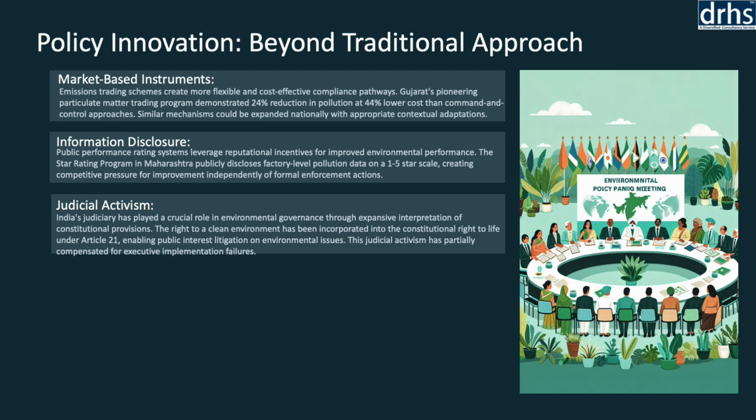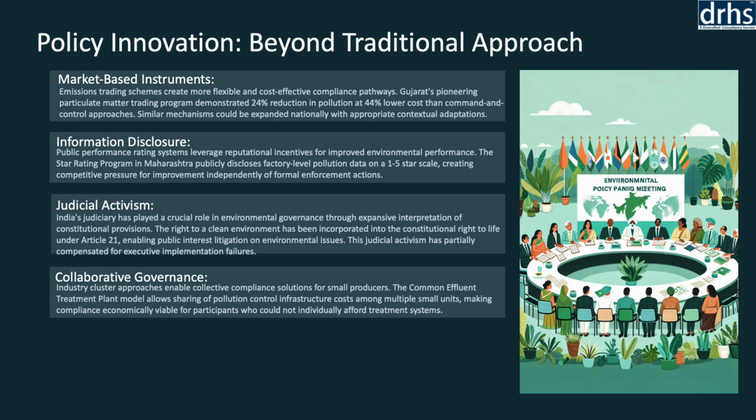The next is related to collaborative governance. Environmental governance is transitioning from a top-down to a collaborative model involving coordination between government agencies, private players, and civil society. Initiatives like the National Clean Air Program and Swachh Bharat Mission demonstrate the importance of multi-sector engagement.